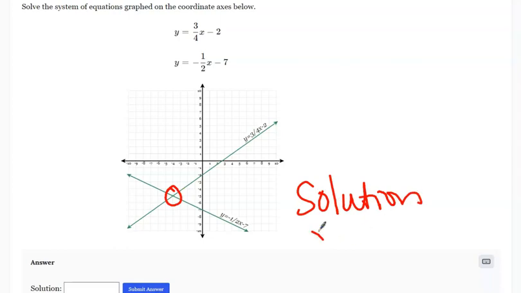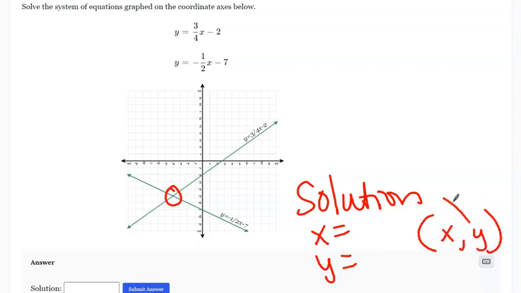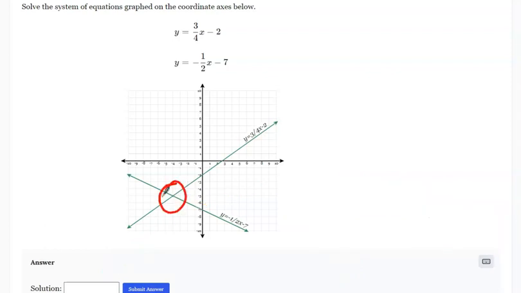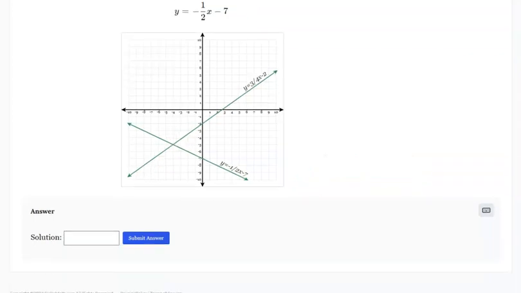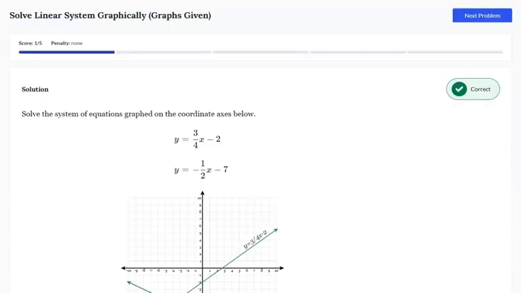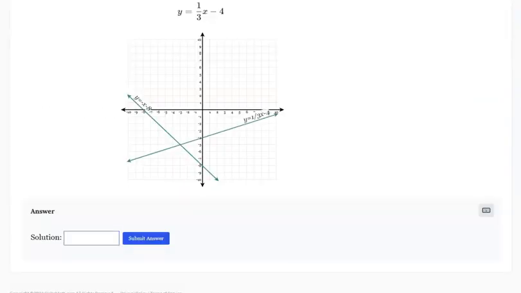That point of intersection is your solution. The solution has two values, an x and a y. They can be typed separately, or they can be typed together like this as an ordered pair, which is what you're going to type in the solution box. So let's take a look. Our solution point is -4, -5. So we'll type that here. And submit. Again, find that point of intersection and type it here in the solution box.